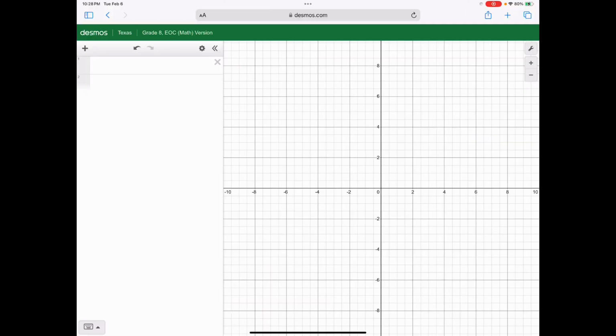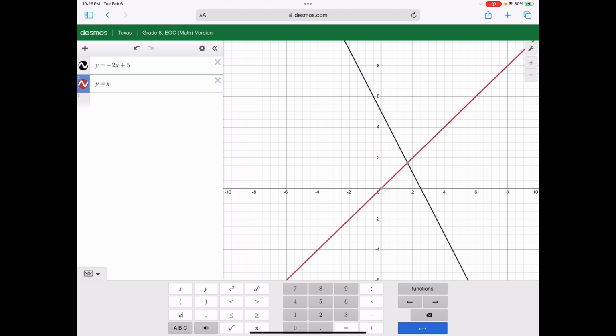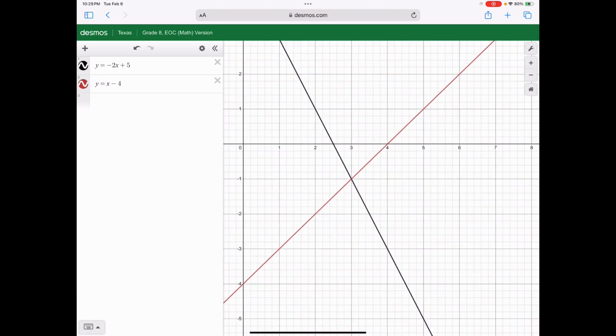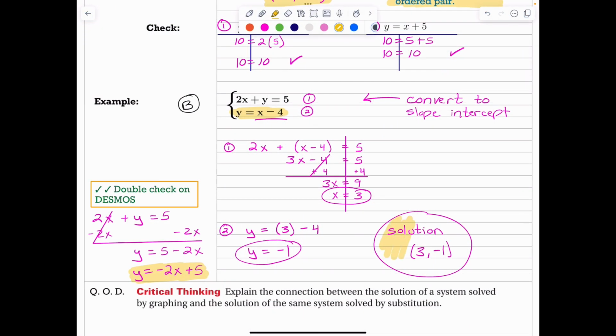All right, so line 1, y equals -2x plus 5. And line 2, y equals x minus 4. I have both the lines graphed. I'm going to zoom in on that, put my finger at the point where they come together, and I get 3, -1. So that checks. It jives.